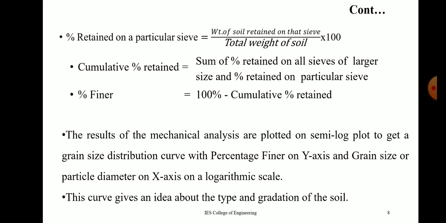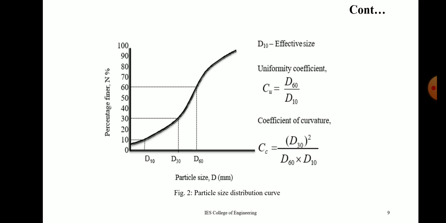The results of the mechanical analysis are plotted on a semi-log plot to get a grain size distribution curve, with the percentage finer on the y-axis and grain size or particle diameter on the x-axis on a logarithmic scale. This curve gives an idea about the type and gradation of the soil. This figure shows the particle size distribution curve, and it is obtained by plotting particle size versus percentage finer.